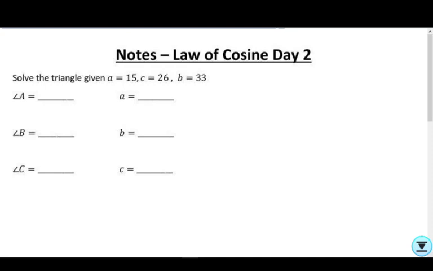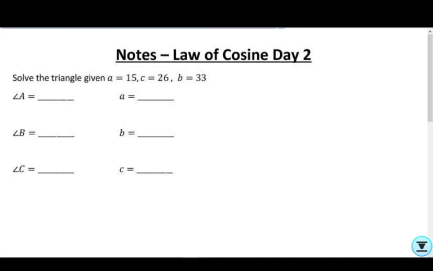Okay, so yesterday we started with the law of cosines, and we worked out the side angle side example. Today we're going to be working on what happens when you have the side side side case. Again, it doesn't matter if it's a law of sines or a law of cosines problem, I still want you to fill out this chart.